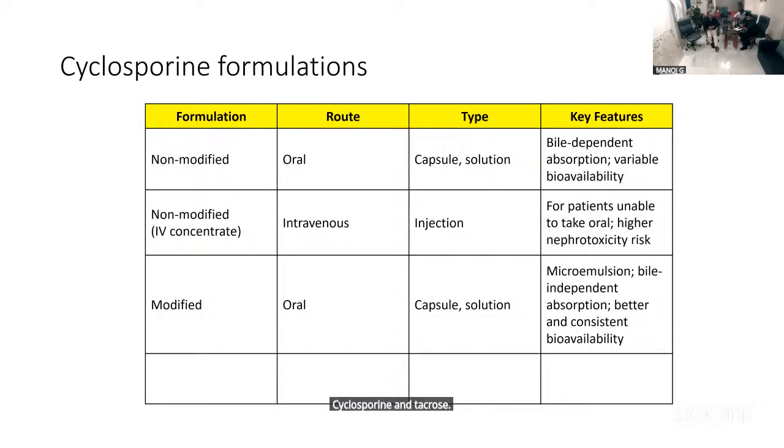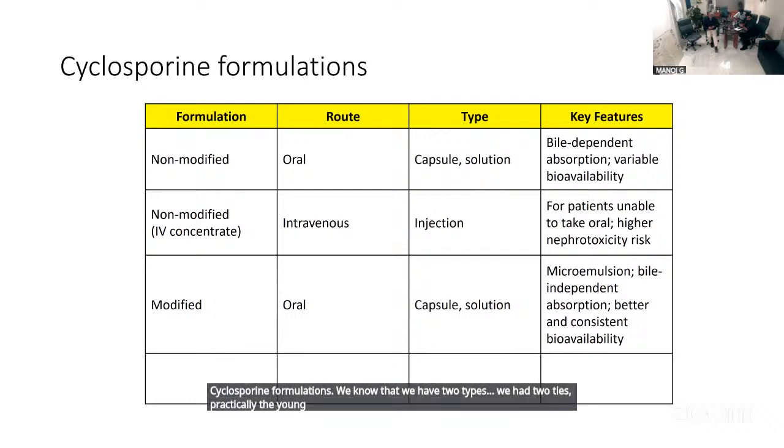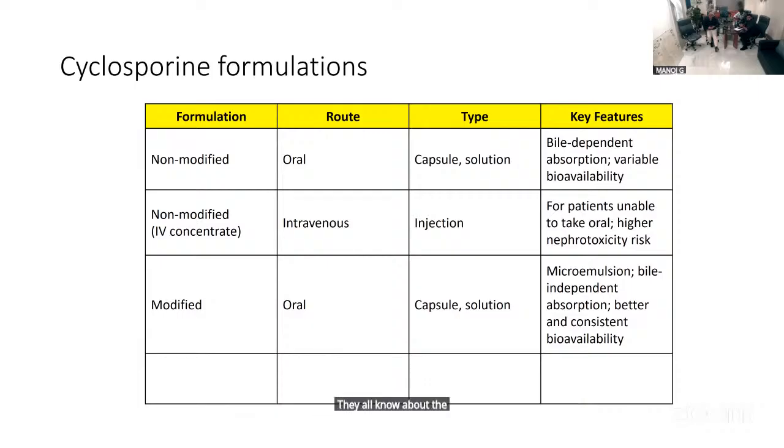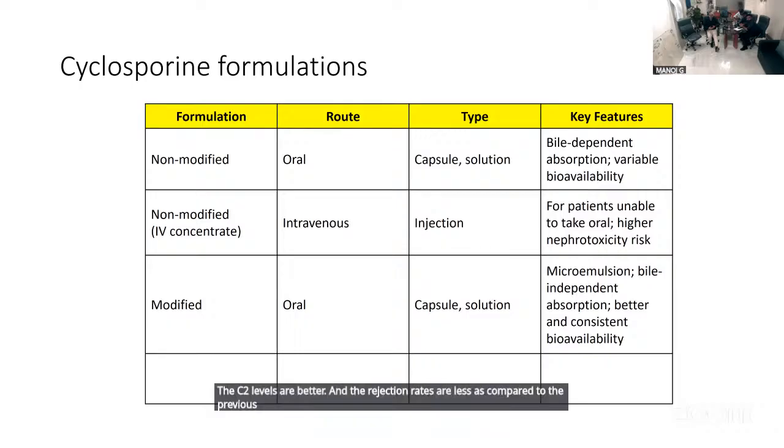I'll go to the basics. Cyclosporin formulations. We had two types. Practically, the young generation will not know about the Sandimmune; they all know about the microemulsion form only. But the difference in the microemulsion form is that it has bile independent absorption. The C2 levels are better and the rejection rates are less as compared to the previous Sandimmune.